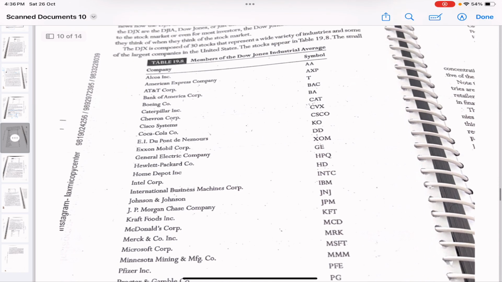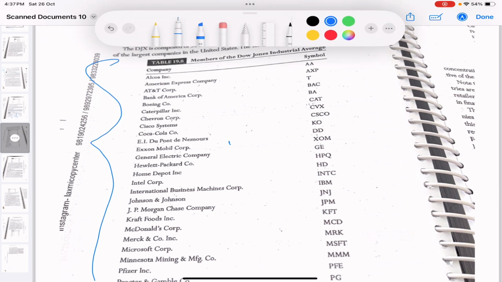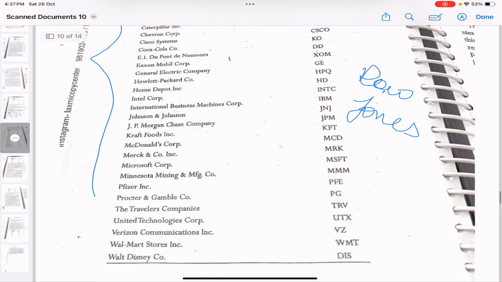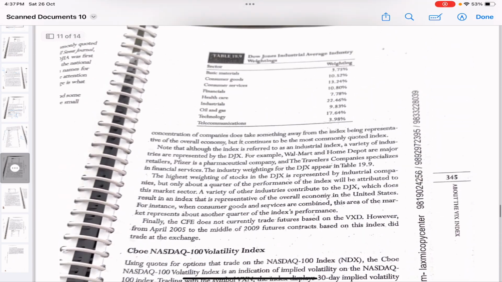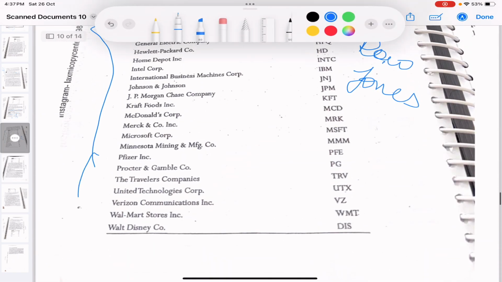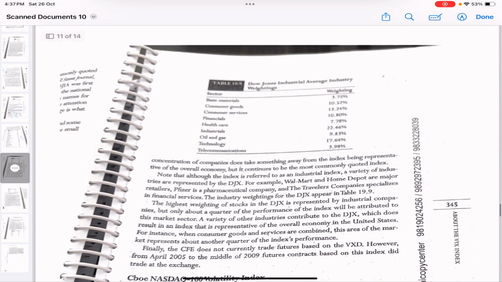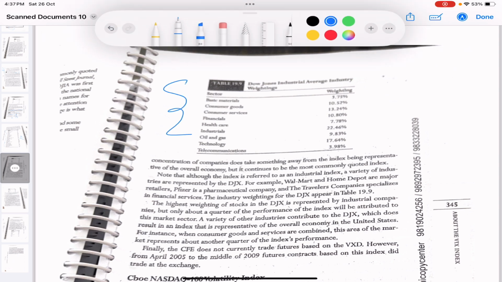Okay, so now in this table you can see all of these stocks are comprised inside the Dow Jones. So the Dow Jones index has all of these stocks. So the CBOE index basically will give you the volatility which is present in these stocks, because this is what is comprised inside of the Dow Jones index. And again, if you want to see the Dow Jones weightage, you can see that. One thing to keep in mind is that in the Dow Jones index, industrials are given the highest weight, and in the S&P 500, IT was given the highest weight.